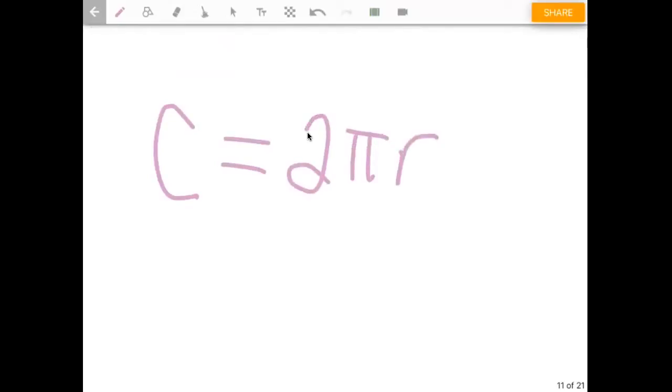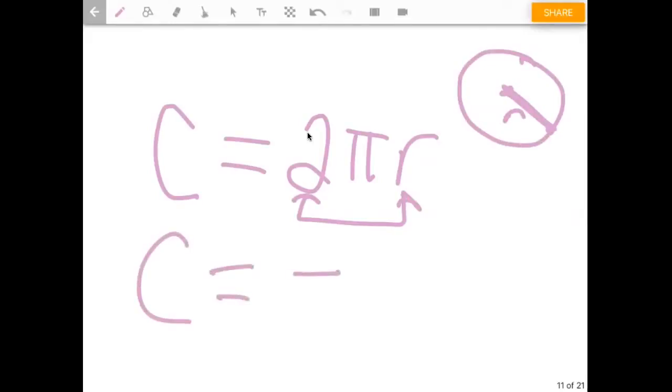So there's two different formulas. They do the same thing. You could say circumference equals 2 pi times the radius. So remember, in a circle, the radius is halfway across. So that's our radius. Or you can say circumference is pi times d, where d is the diameter, because 2 radius, diameter is all the way across.